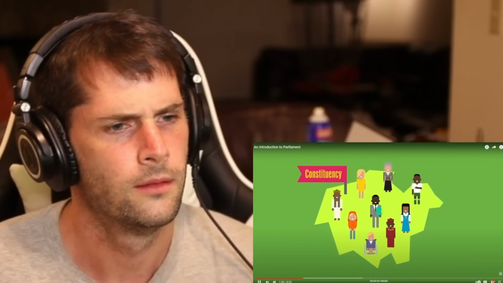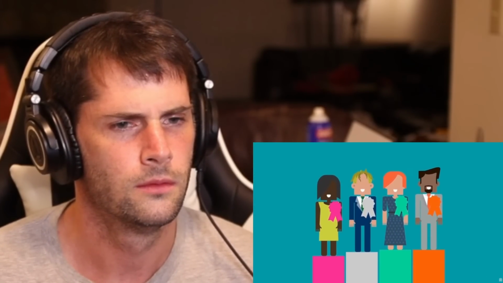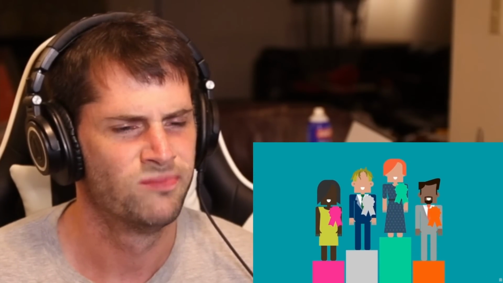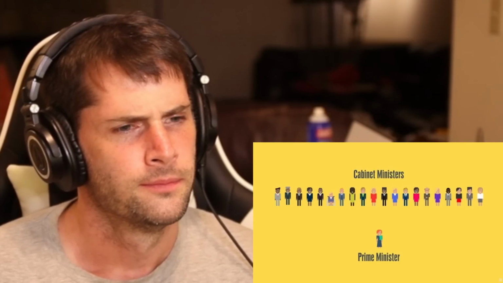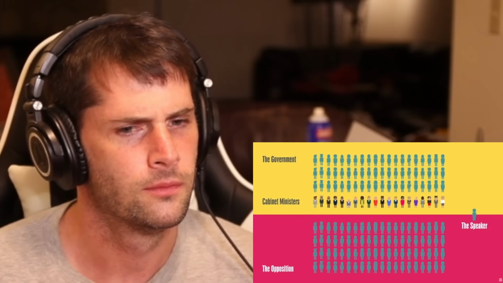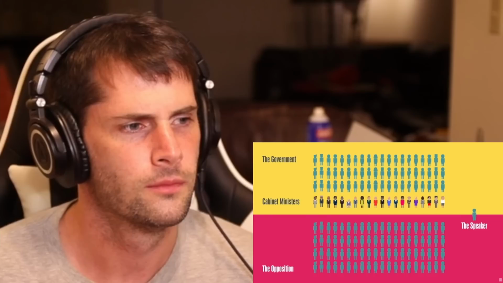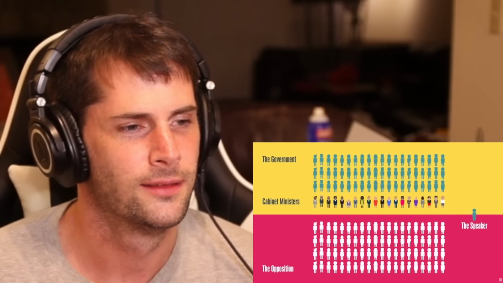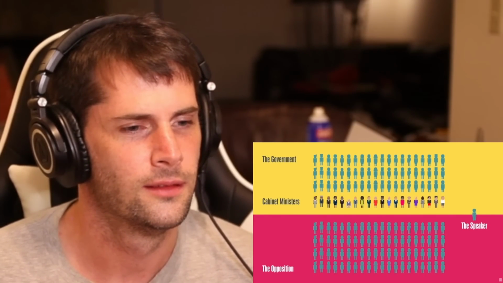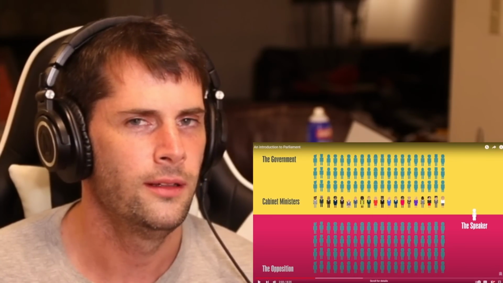Constituents of the area they want to represent. The leader of the party that has the most MPs elected after a general election becomes the Prime Minister and heads up the government. They choose a cabinet made up of 20 senior ministers who coordinate each government department's work. Parties not in power are called the opposition. MPs from the opposition and government question the government on policy and proposed laws. The Speaker... That's good. That's good.